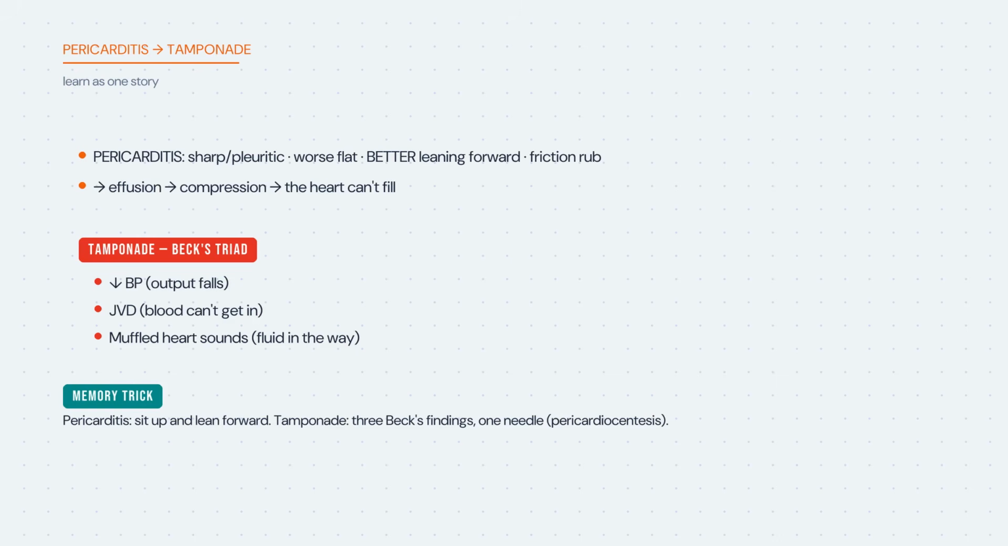Now, inflammation produces fluid. If enough fluid collects in that sac, it compresses the heart from the outside, and the heart cannot fill. That is cardiac tamponade. It gives you Beck's triad. Hypotension because output falls. Jugular venous distension because blood cannot get in. And muffled heart sounds because there is fluid between the heart and your stethoscope. The intervention is pericardiocentesis. Drain the fluid and the heart can fill again.